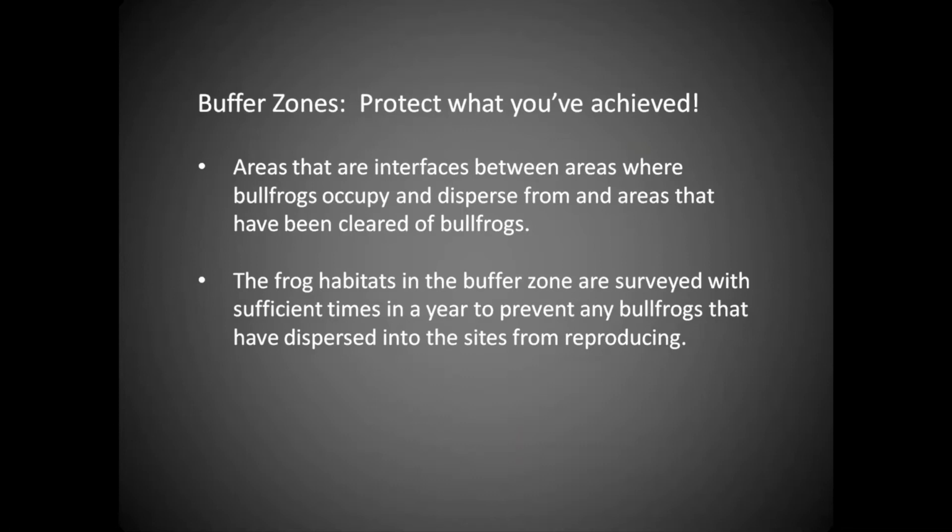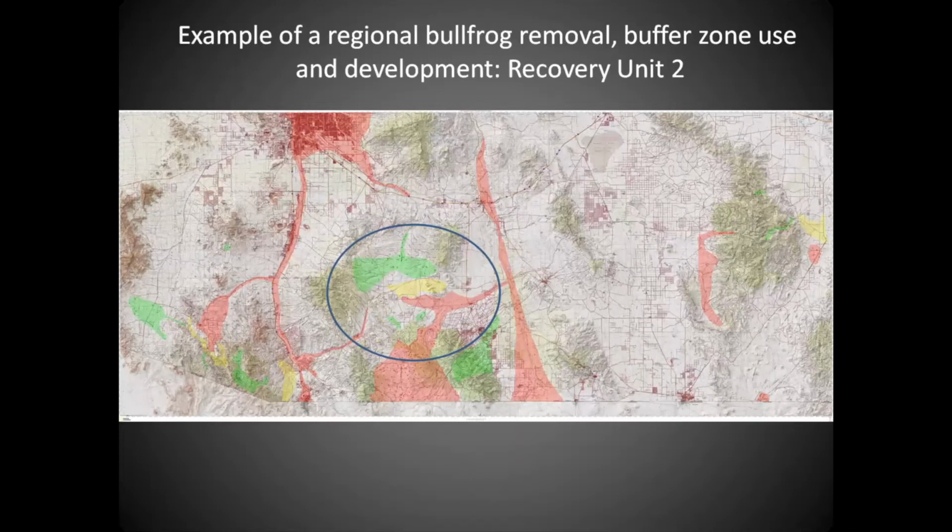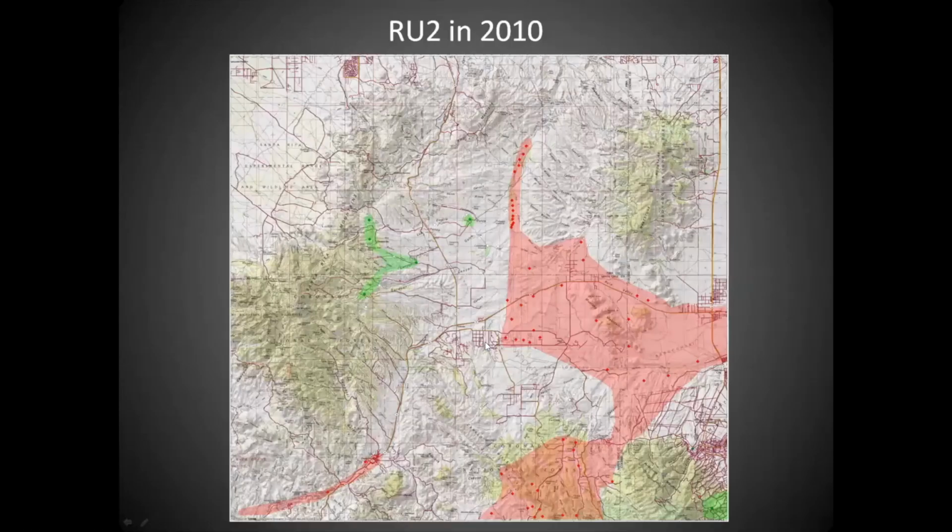Here's an example of a regional bullfrog removal that was successful and a buffer zone that we established. So this is RU2, Recovery Unit 2 in 2010. This is the little town of Sonoita, for those familiar with southeastern Arizona. That's Patagonia. In 2010, bullfrogs were in Sonoita Creek, they were in the Rain Valley area, and they were in the Babocomari River. And the upper portion of the Coronado National Forest here.